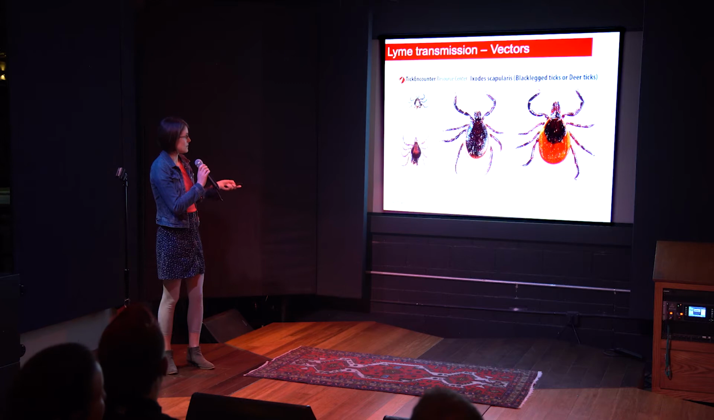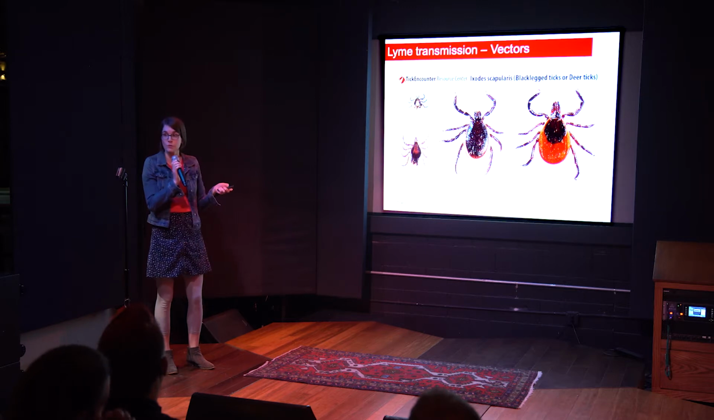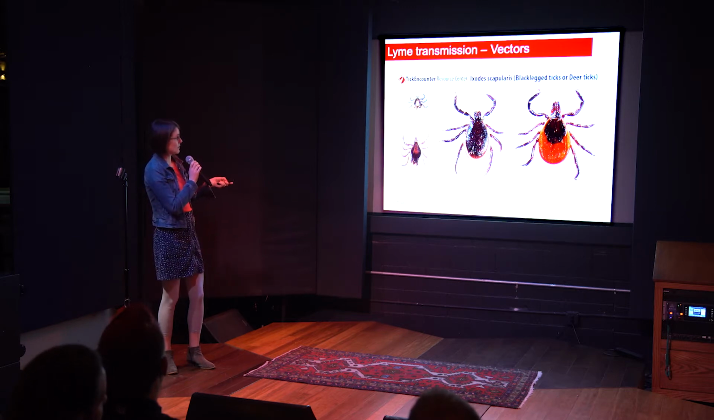And this is the female, and this is the male. And you can tell that this is a female because this little shield on her back only partially covers her back, whereas on the male, it completely covers his back. And you can see that on your tick card as well.